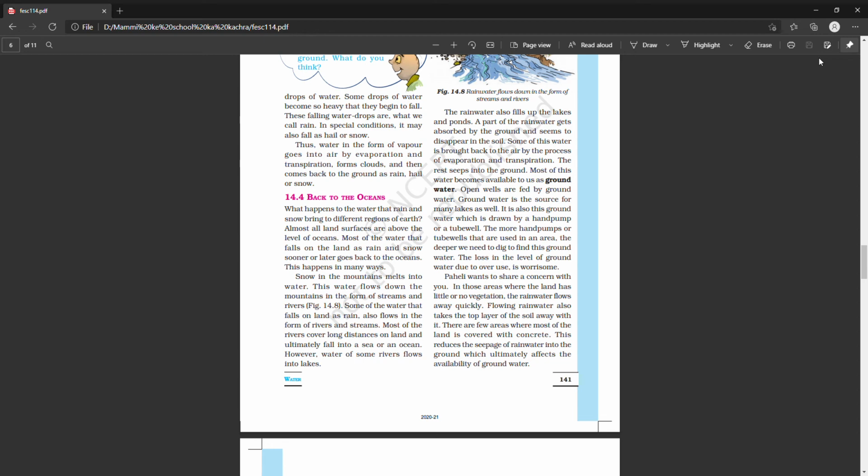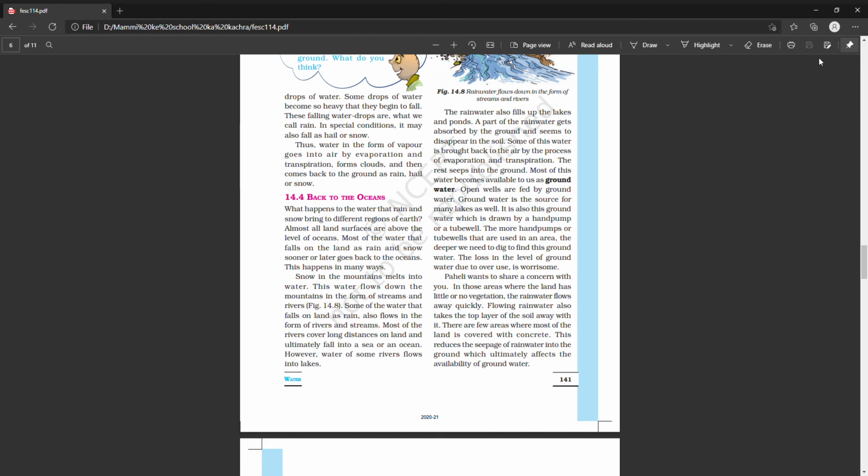Snow in the mountains melts into water. This water flows down the mountains in the form of streams and rivers. Some of the water that falls on land as rain also flows in the form of rivers and streams. Most of the rivers cover long distances on land and ultimately fall into an ocean or a sea.